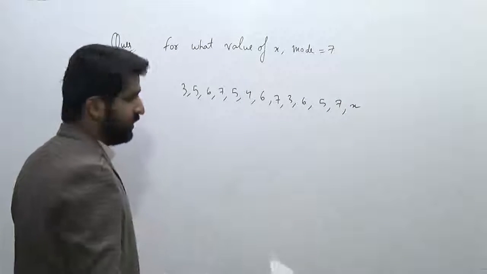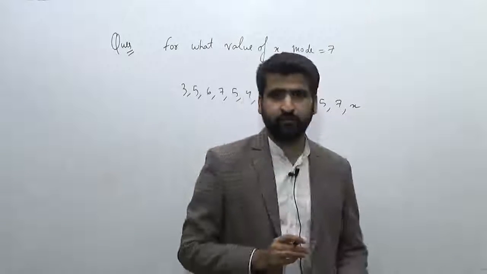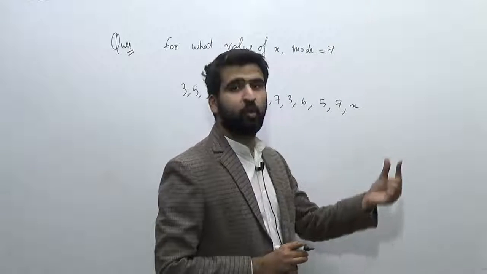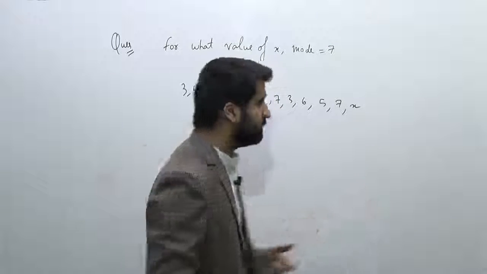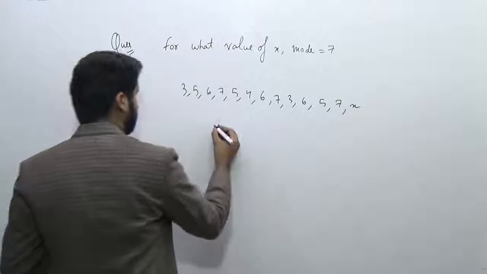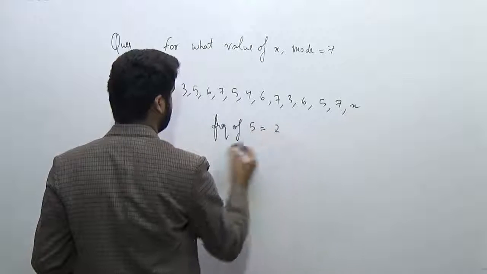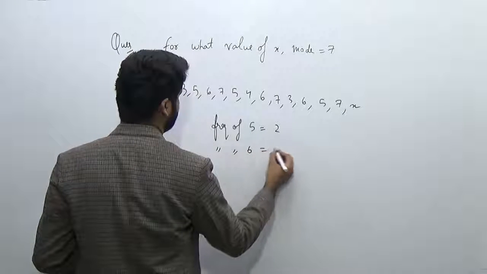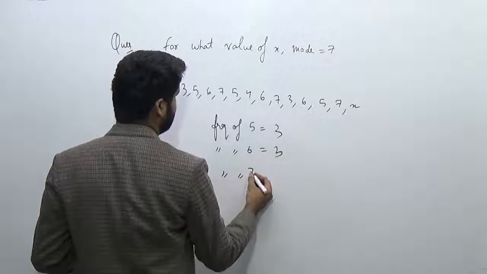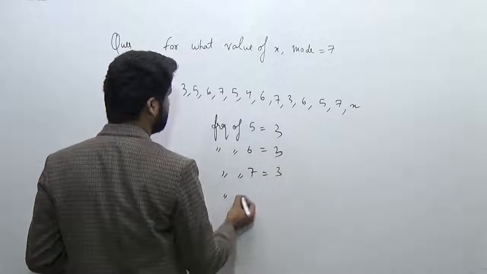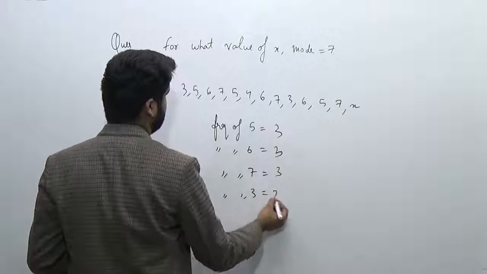So you have to tell me for what value of x the mode is equal to 7. If the mode is equal to 7, then 7 is the most occurring or the most frequent observation in this whole data. You can see that the frequency of 5 here is equal to 2. The frequency of 6 here is equal to 3. Sorry, the frequency of 5 is also 3. The frequency of 7, you can see, is equal to 3 as well. And next is the frequency of 3, that is equal to just 2.